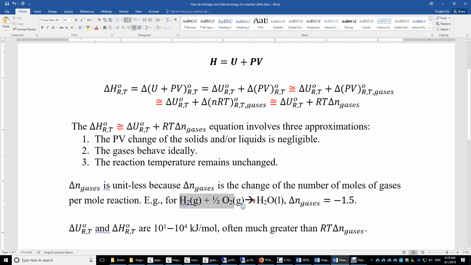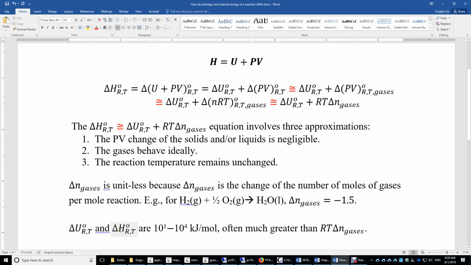For example, for this reaction delta N gases equals 0 minus 1.5, and that's negative 1.5. And it means if we have 1 mole of H2 reacting with half a mole of O2, we produce 1 mole of water in the liquid phase. The number of moles of gases changes from 1.5 moles to 0. So there's a negative 1.5 mole change per mole reaction.